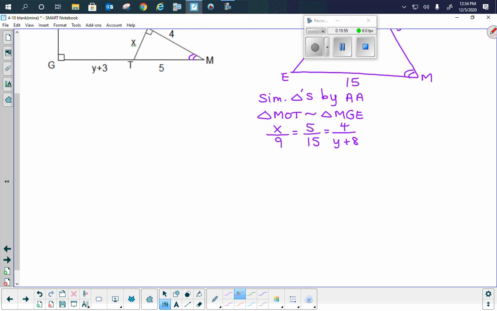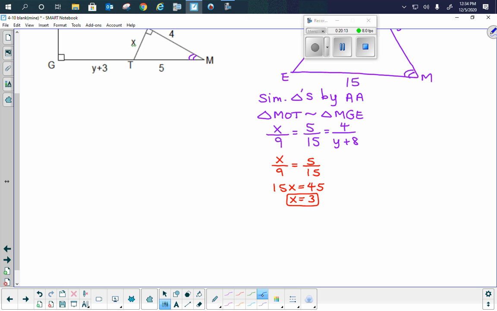Okay, I'll take the first two that have only x and constants, cross multiply. So 15x equals 45, divide by 15, x is 3.